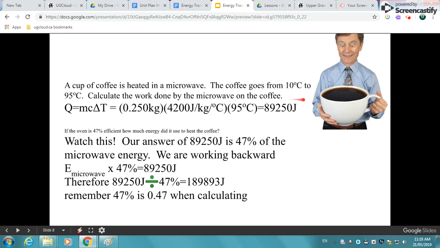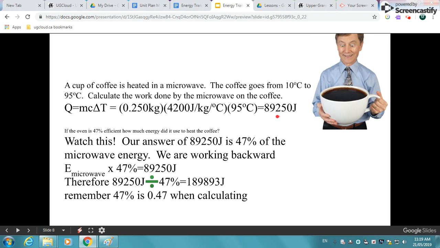A cup of coffee is heated in a microwave and it goes up to 95 degrees. Calculate the work done by the microwave on the coffee, or you could say the energy applied. That's a heat equation. Stick in the numbers that were given to you, and you got it. Now, if I tell you the oven is 47% efficient, which is a number I looked up, then this number here that you needed was only about half of the number that the microwave applied. So you needed almost 90,000 joules to heat the coffee, but the oven wasted half of its energy.